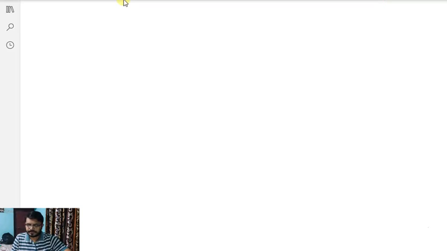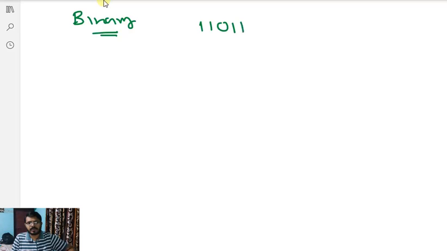Okay, now we are going to discuss how we will represent this normalized floating point number in computer memory. So in computer memory, we use the binary number system. For example, consider a binary number 11011. Now this number is not in floating point notation, but this can be written in floating point notation as 1.1011 into 2 raised to 4.